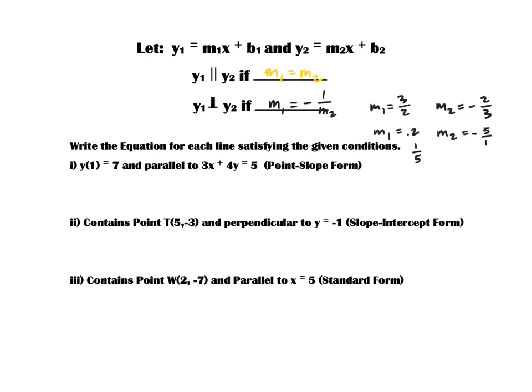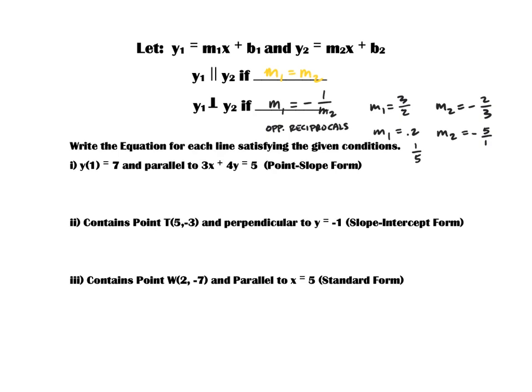Those would be perpendicular. If the slopes are not equal and they're not opposite reciprocals, they are neither. Okay, let's do a couple of examples, and then you'll have a chance to get to some of your practice problems. So write the equation of the line satisfying the given conditions.